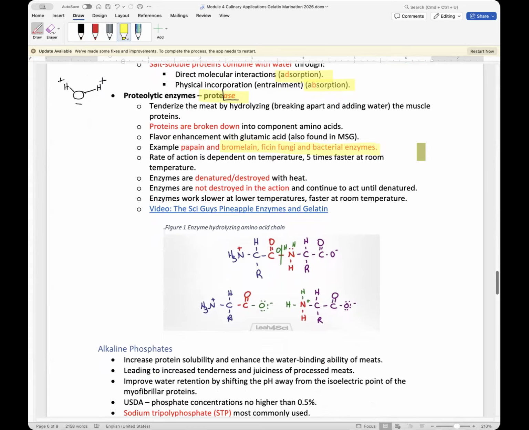So this is the reason that we can't add fresh pineapple to gelatin, to jello. If you wanted to add pineapple and make an old school jello, you're either going to have to cook the pineapple or use canned pineapple, which is going to destroy the enzyme. So there's the enzyme in pineapple. And then there's papain, right?